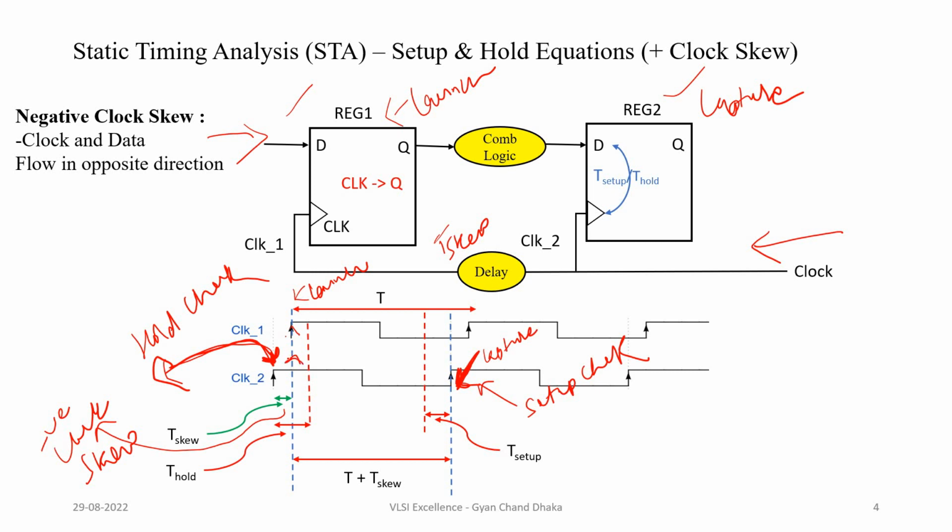Ideally the hold check happens at the same clock edge. So if there is no clock skew, the clock 2 rising edge would have happened here, but it is now happening before the T skew. So the hold check will happen before the T skew time.